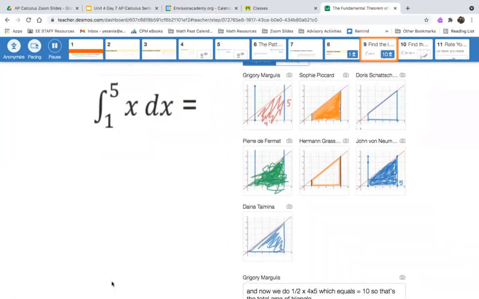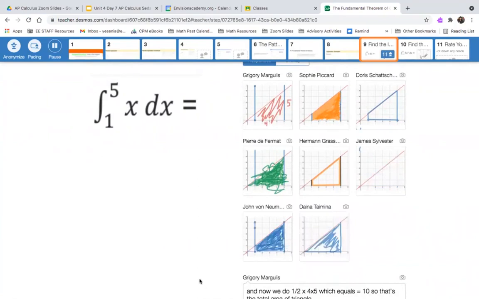Hi, I had a question. Yeah, go ahead. So I see the graphs, but I see that some of them start at 1 and some of them start at 0. Which one's right? That is a good question. So how to tell which is which?